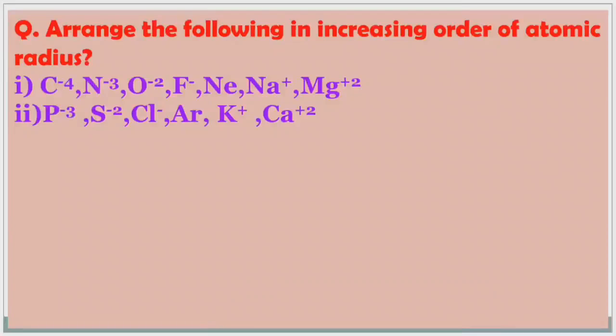Nitrogen -3 contains 10 electrons. Oxygen -2 contains 10 electrons. Fluorine contains 10 electrons. Neon contains 10 electrons. Sodium plus contains 10 electrons. Magnesium +2 contains 10 electrons. So all of them contain 10 electrons. They are called isoelectronic species.